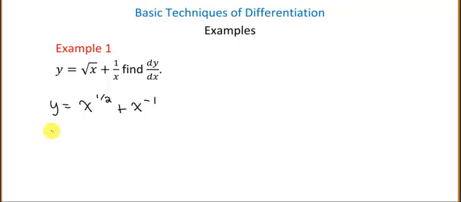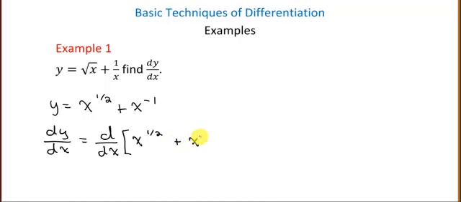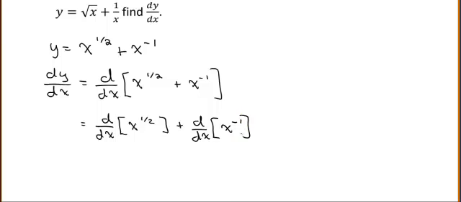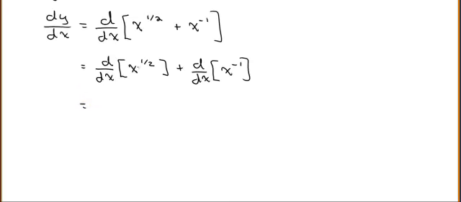All right, now if I want to take the derivative of y with respect to x, I'd be taking the derivative of this expression, which, according to our properties of definition, is the derivative of the sum, so I can take the derivatives independently. And now I can simply use the power rule to take the derivative.